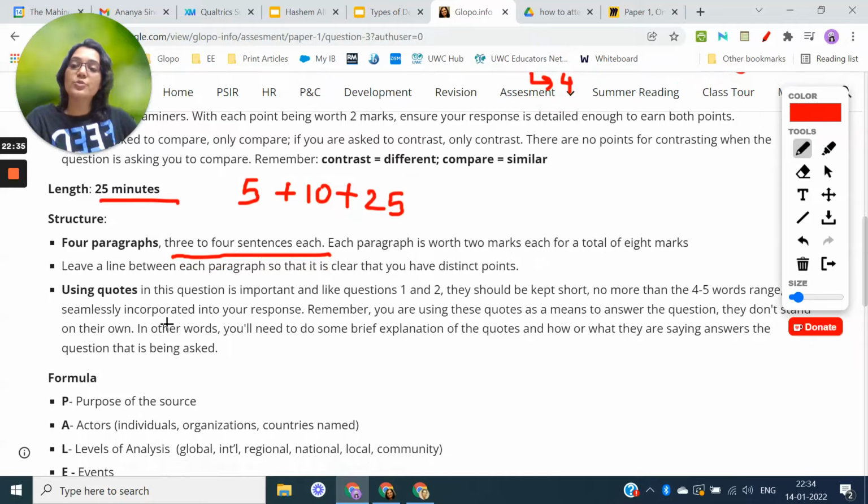Now you can use quotes in this paragraph. Using quotes means that in source A, B, C, D, there is something which you want to pick up exactly. You can use it, but remember, do not use so many words, all right? It should not seem as if you are just copying and pasting that paragraph. 4 to 5 words are more than sufficient for this one.